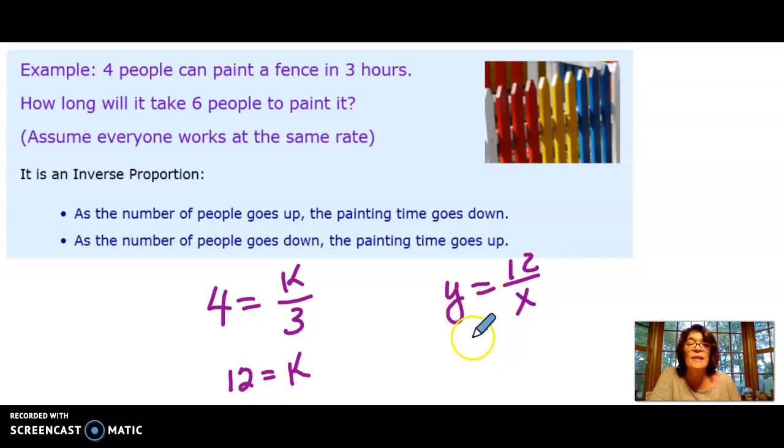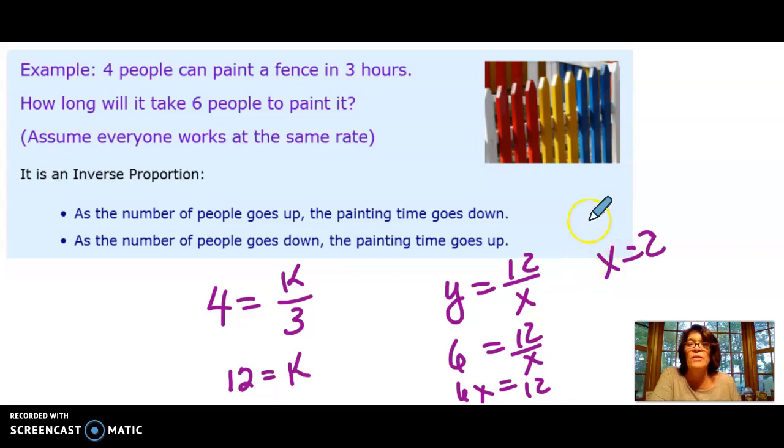So how long will it take 6 people to paint it? 6 equals 12 over what? Well, that would be 2. We could write 6x equals 12 and x equals 2 if we wanted to go the whole way. So it's going to take 2 hours for 6 people to paint it.